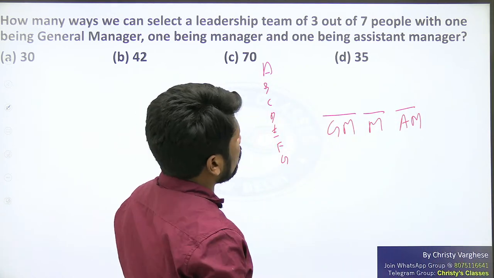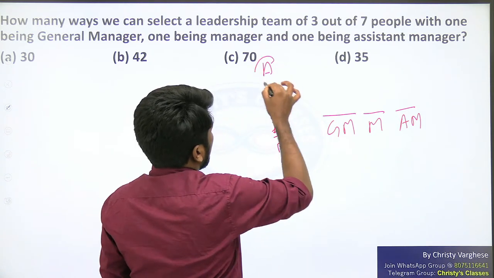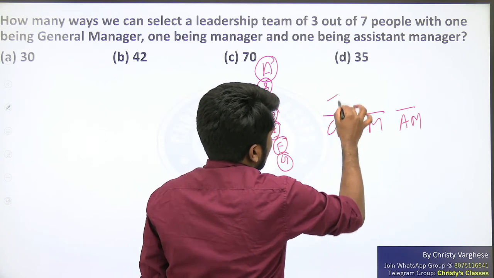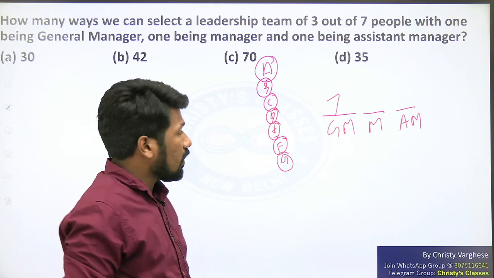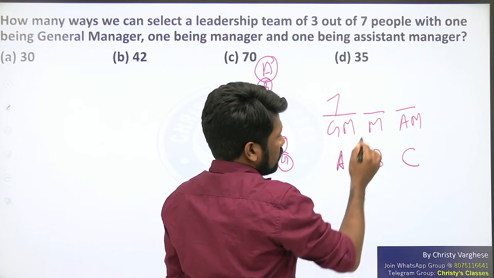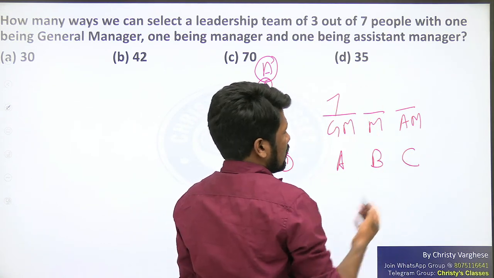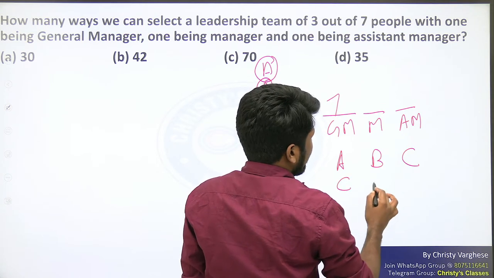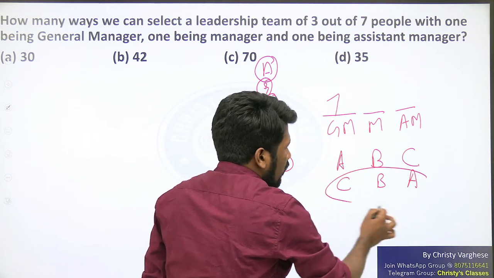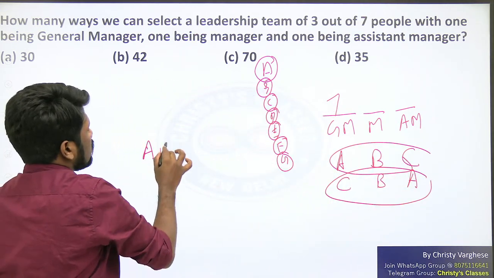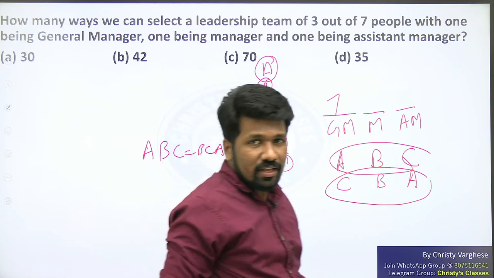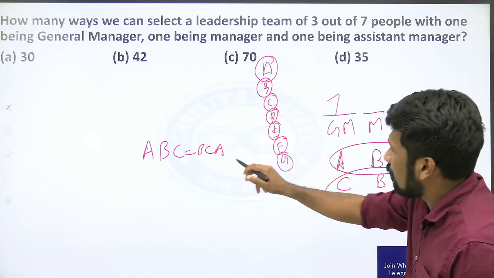So for general manager, how many ways can you select? A can be general manager, B can be, C can be, D, E, F, G can be. So there are 7 ways to select the general manager. But remember, A being general manager, B being manager and C being assistant manager is not the same as C being general manager, B being manager and A being assistant manager. That means the order matters. ABC is not equal to BCA or CAB. They all are different.